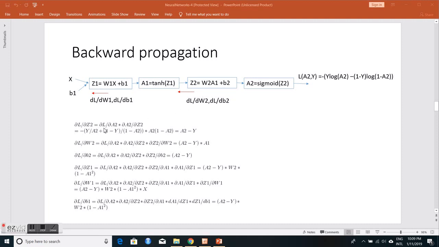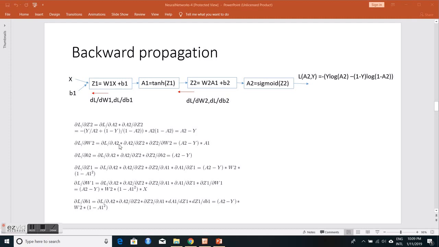dL by dZ2, using the chain rule, is dL by dA2 and dA2 by dZ2. And dL by dA2, given that this is the loss function, the derivative of that is minus Y by A2 plus (1 minus Y) divided by (1 minus A2). And the derivative of the sigmoid function, as we have already seen in presentation 2, is A2 into (1 minus A2); in presentation 2 for the sigmoid function sigma, it was sigma into (1 minus sigma). If we multiply and reduce this, it will come to A2 minus Y.